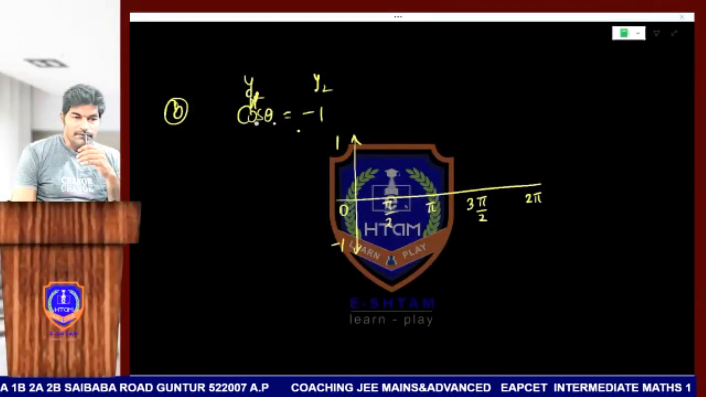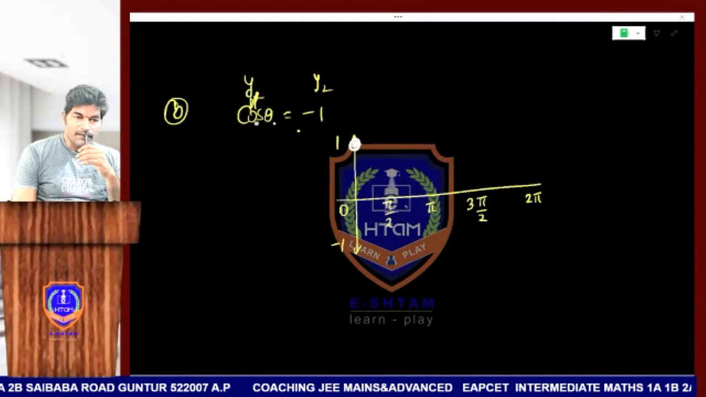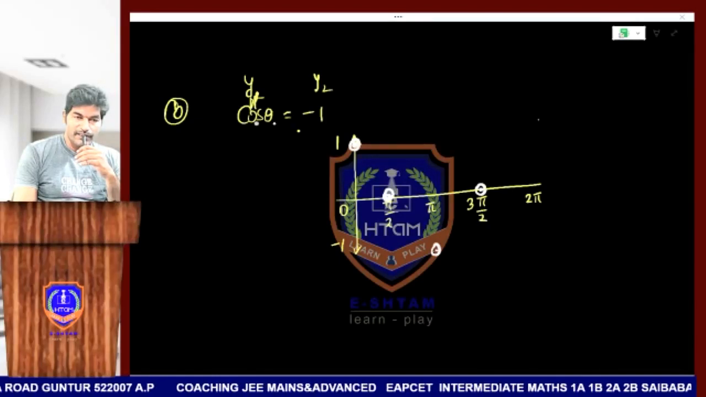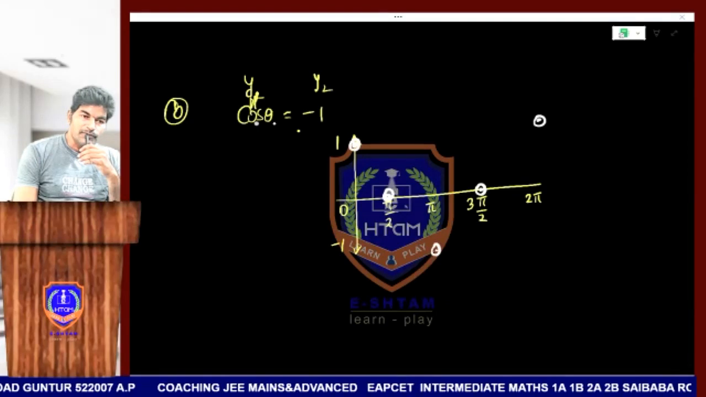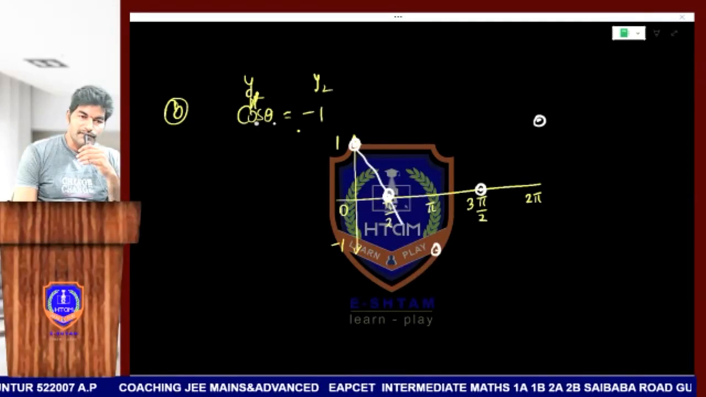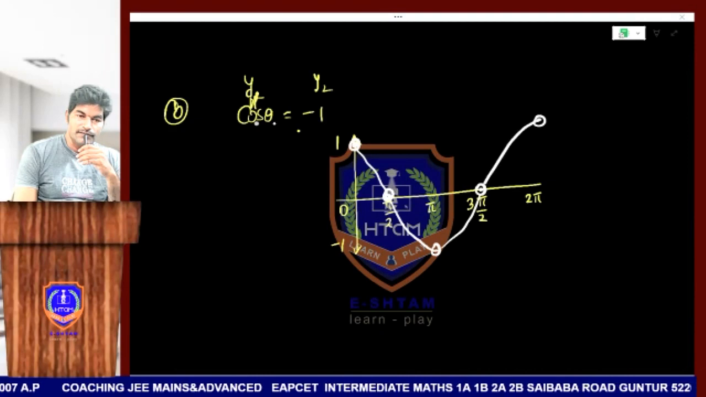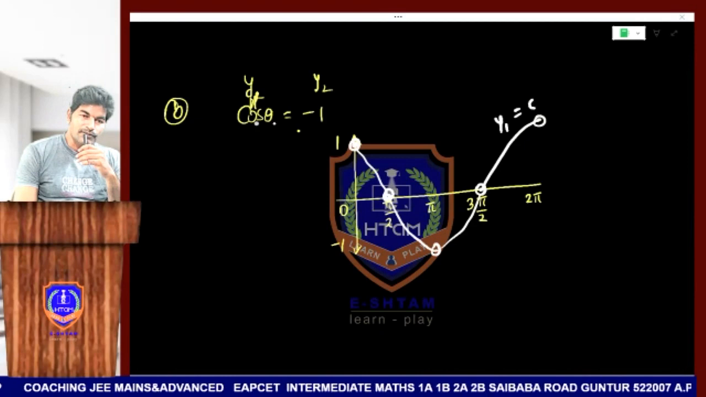So what is cos 0? Cos 0 was 1. Cos 90 is 0. Cos pi is -1. Cos 3 pi by 2 is 0. Cos 2 pi is +1. Smoothly join these points like this. This is the graph of y1, which shows cos theta.